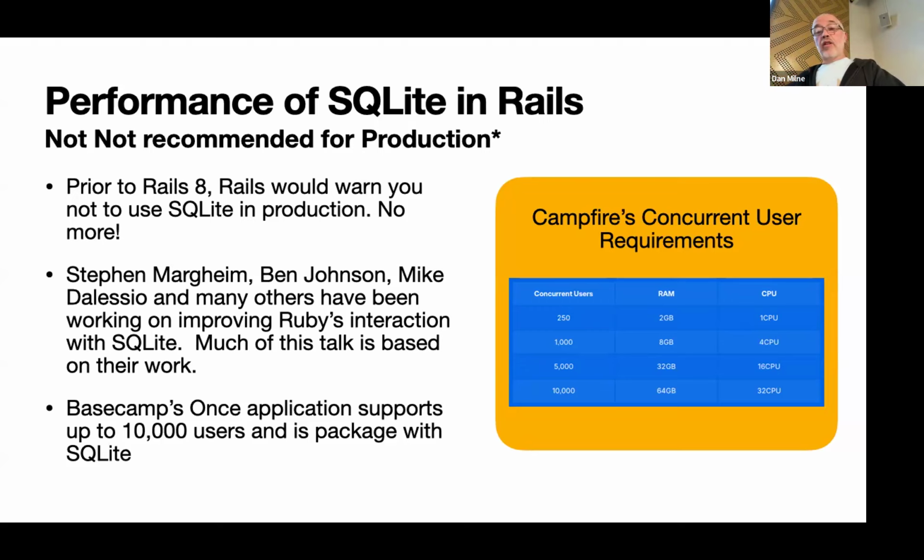Here's an example of Basecamp's Campfire concurrent user requirements. It uses SQLite as its primary database. You can see we'll support 10,000 concurrent users on a pretty beefy host. So if you trust Basecamp's numbers, that's quite a large number, quite a big system.